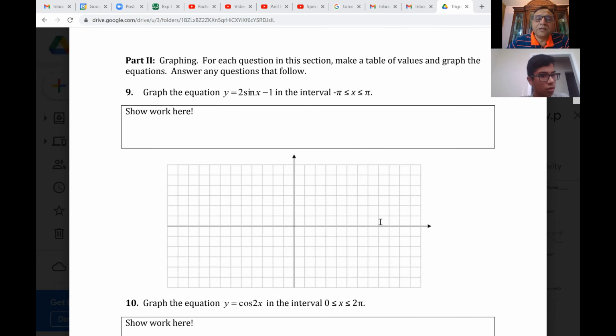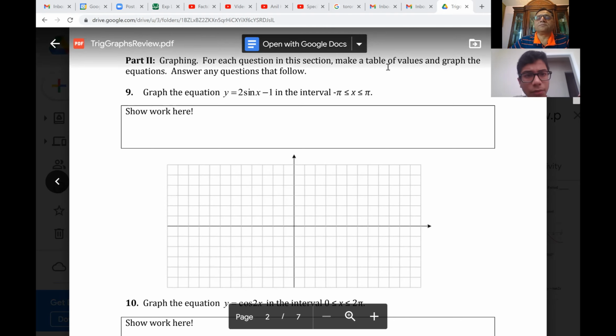So tell me, question number 9 for you. Can you read the question and answer? Graph the equation y is equal to 2 sine x minus 1 in the interval negative pi less than or equal to x less than or equal to pi. Correct. So how will you do it? Your amplitude is 2, and then you have a shift which is down 1. So I say q is minus 1. Time period T is 2 pi. Correct.